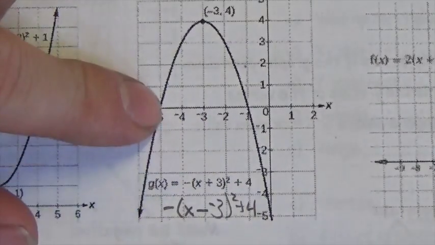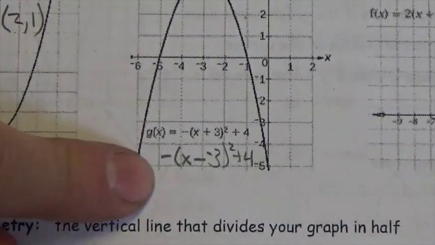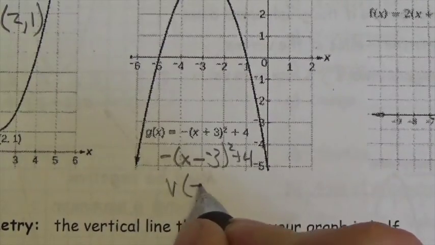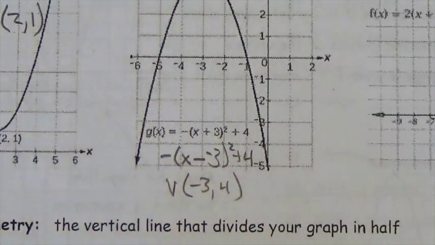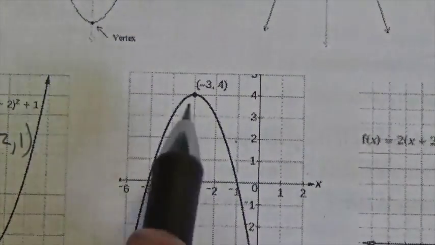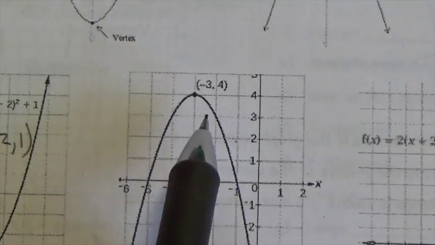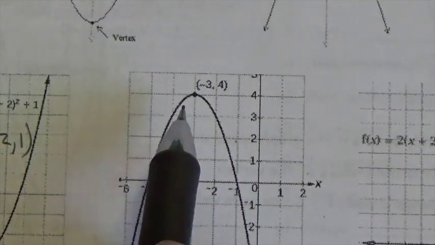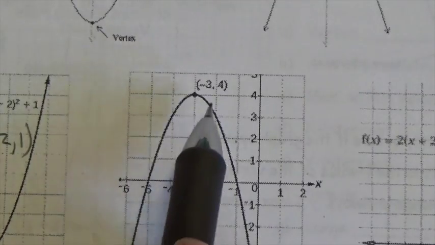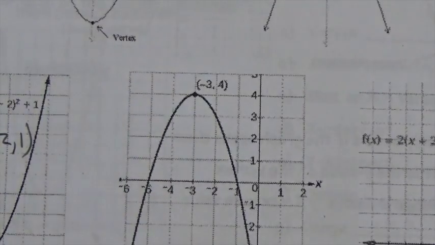That's the only way I can kind of see that happening. In which case, that means my vertex here would be the point negative 3, 4. And actually, if you look at the point where this thing changes directions, that's exactly what it is. 3 to the left, 4 up, negative 3, 4. That's where this graph changes directions.